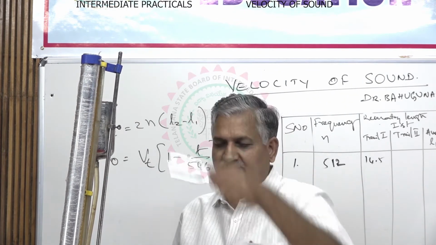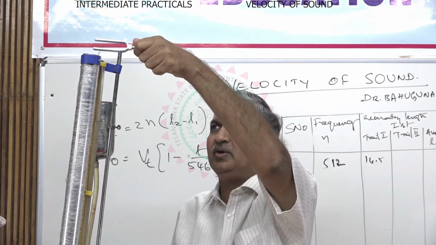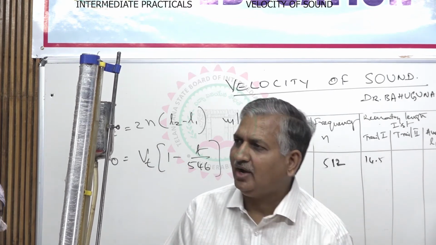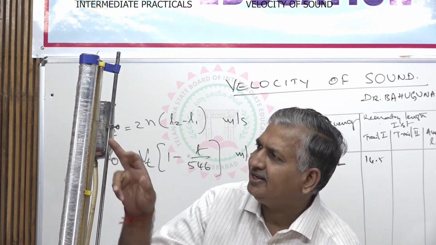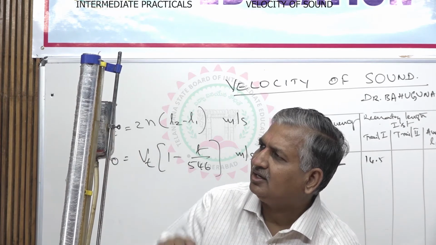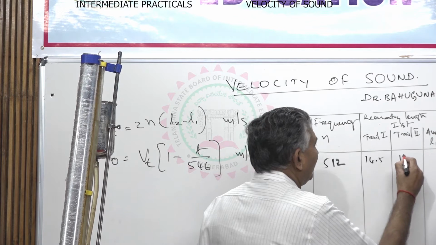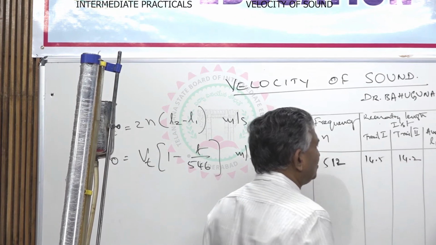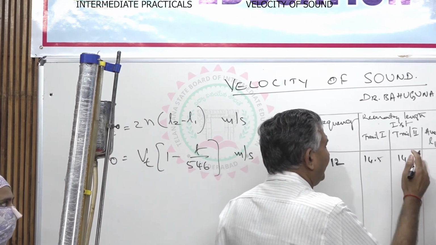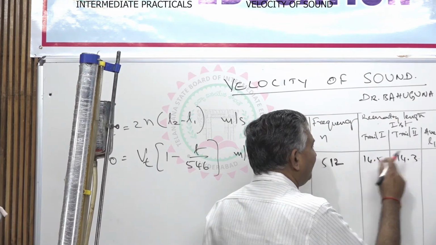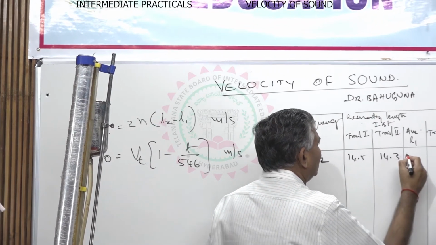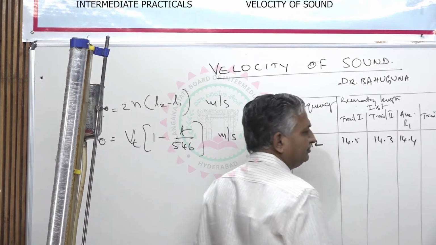Are you able to hear loudly, a little? Yes, sir. Right. Now I will take another reading. It is around 14.2. The average of these two is 14.3. So the average of this one is 14.4.